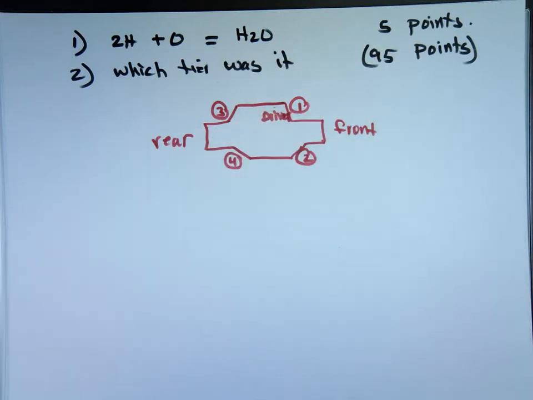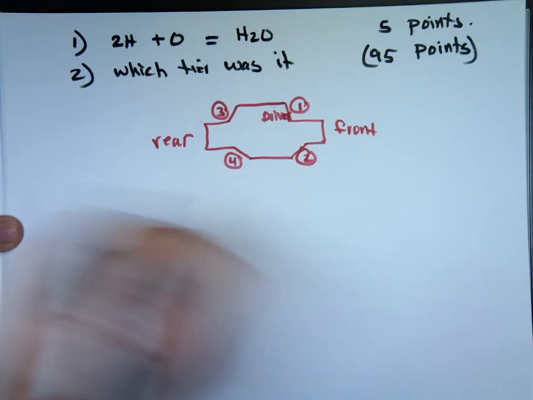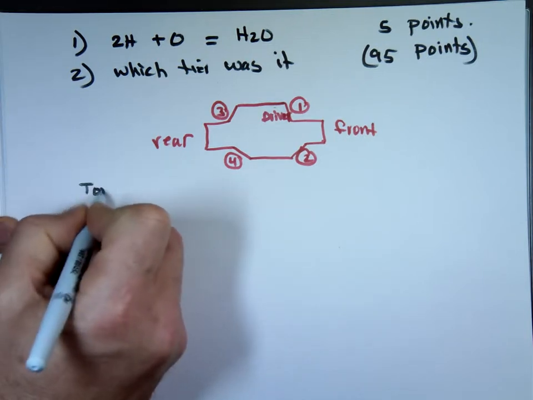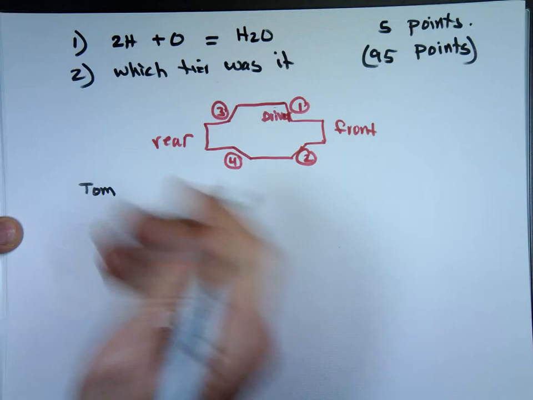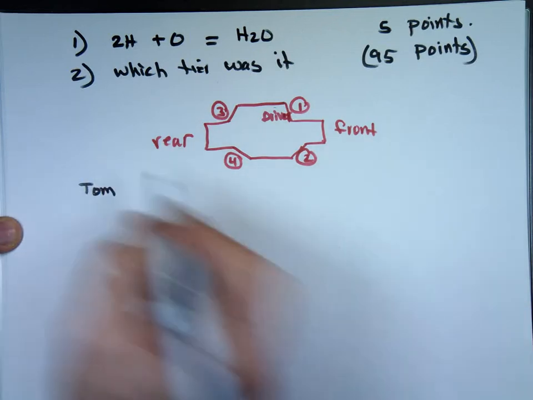Now, when you look at that, there are actually 16 possible outcomes. That's what your sample space is. Let's give these guys some names. We'll call them Tom, and I don't know if they were men or women, so we'll go with Tom and Lynn.